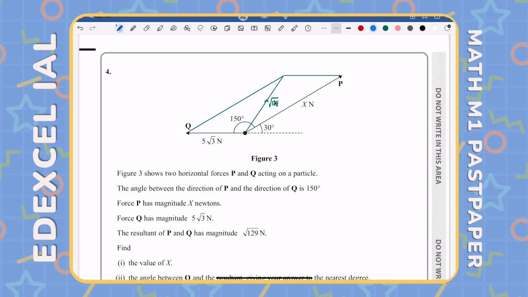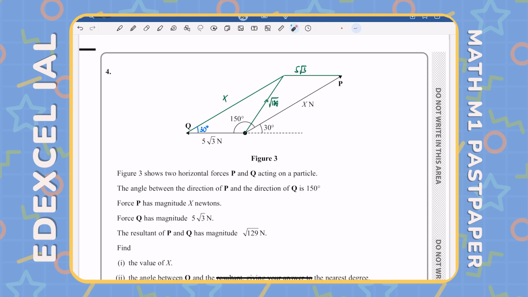Now, since it's a parallelogram, this would be equal to x, since it's opposite of x, and this would be equal to 5 root 3. Now we have drawn the parallelogram, but the question is, how will this help us in finding the value of x? Before we do that, just note that this angle will be equal to 30 degrees.